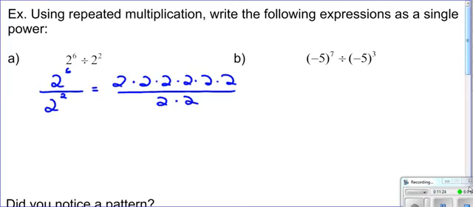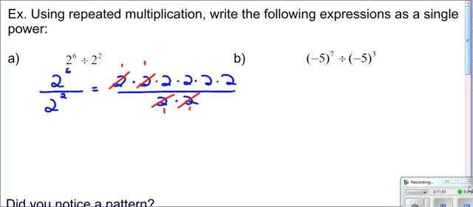So hopefully you remember. If not, I'm going to remind you that when you have something divided by itself, you get a value of 1. So 2 divided by 2 cancels out to 1. 2 divided by 2 cancels out to 1. So on the bottom, we end up with 1 times 1. And on top, we have 1 times 1 times 2 times 2 times 2 times 2.